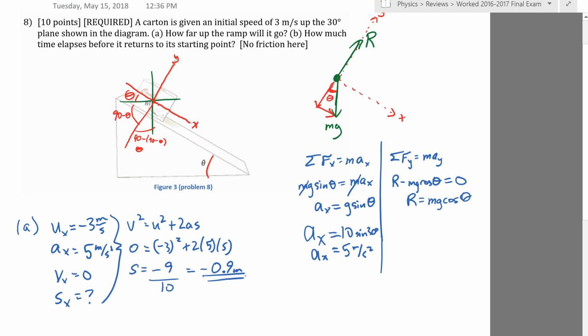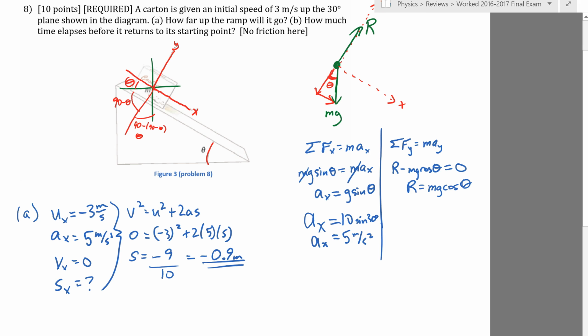That's displacement, which for our coordinate system is just telling us that it went up the ramp, because down the ramp is positive. Part A of the question is just asking how far up the ramp will it go. So you need to interpret the displacement you found to answer the question they're actually asking, which is just a length up the ramp. So it goes 0.9 meters up the ramp is the answer for part A. Yes, the displacement is negative 0.9 in our coordinate system, but they don't care what our coordinate system is. They just want to know how far along the ramp it went up.